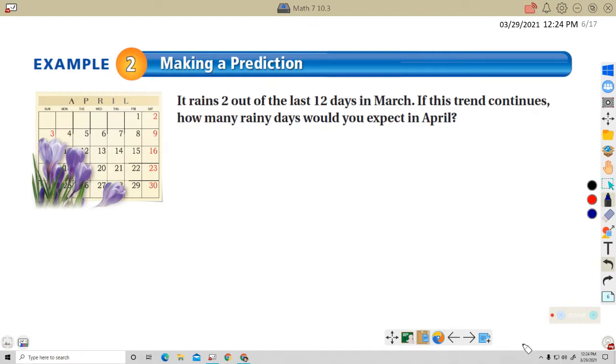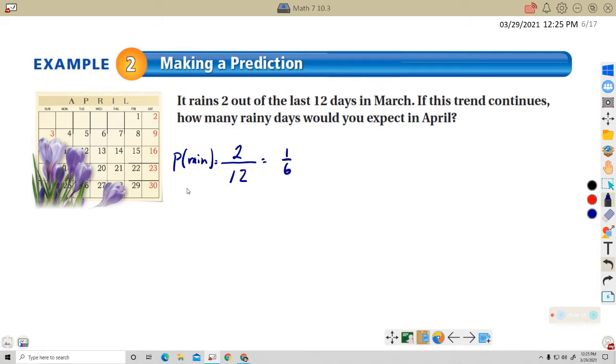Here we go, making a prediction. It rains 2 out of the last 12 days in March. If this trend continues, how many rainy days would you expect in April? Well, let's set up a ratio first. 2 rainy days out of 12. So we're going to say P(rain) for March is 2 out of 12, or 1 out of 6. Okay, so the probability of it raining is 1 out of 6.